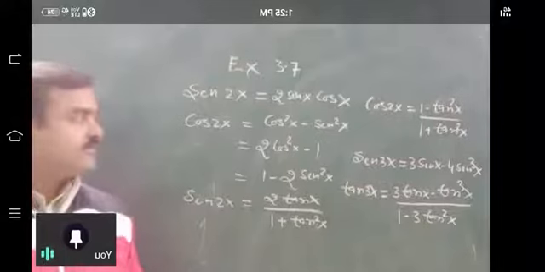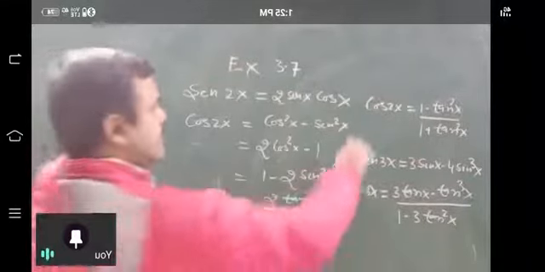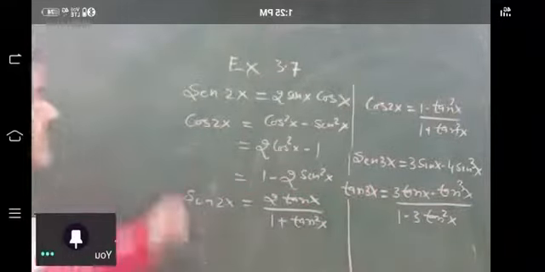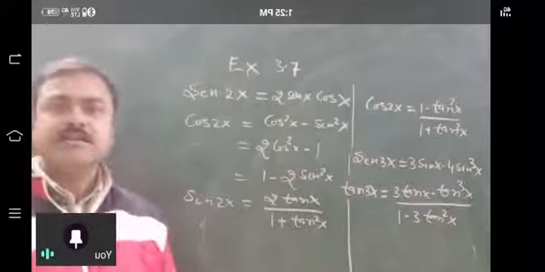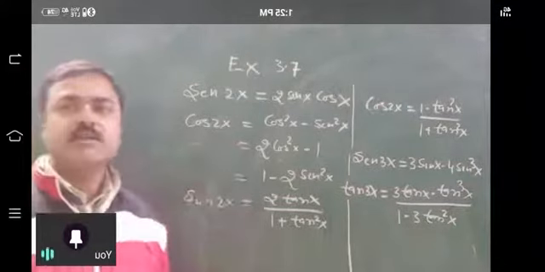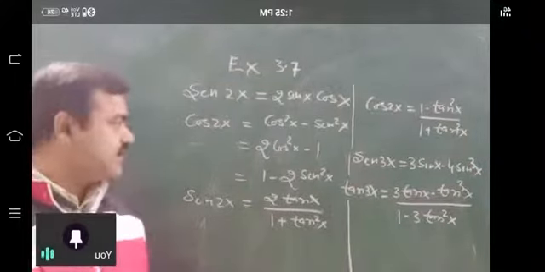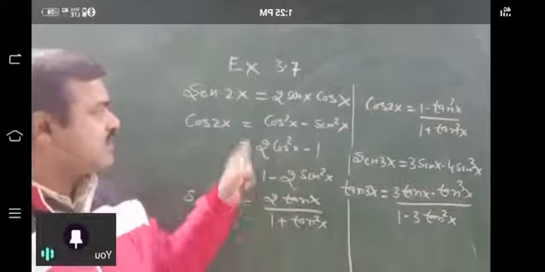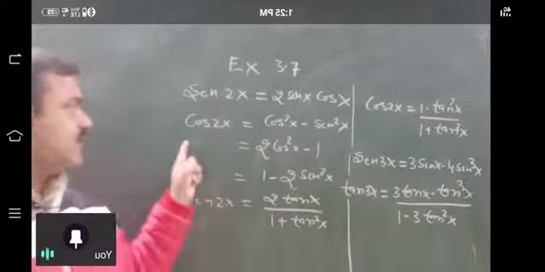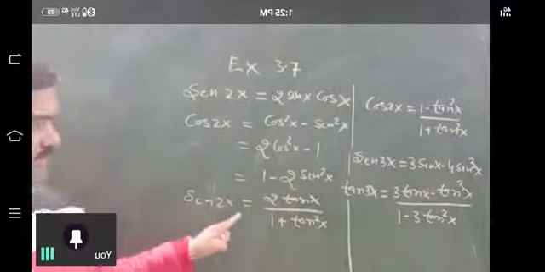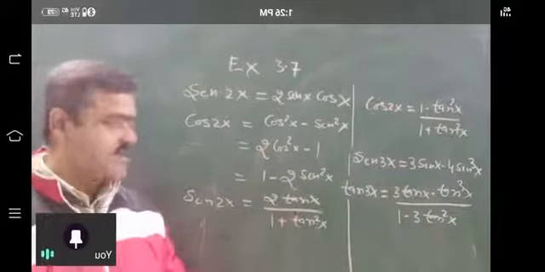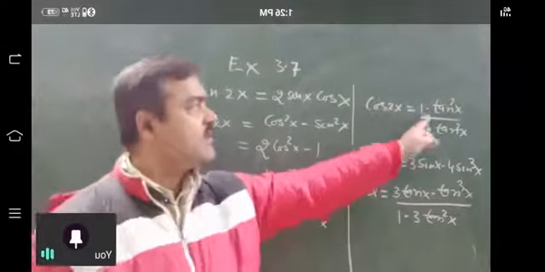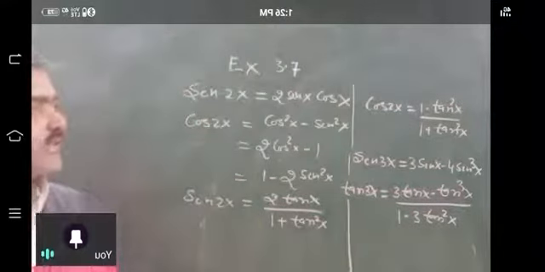You may note down all these identities which I have written here. These are the identities. Sin 2x equal 2 sin x cos x. Cos 2x equal cos square x minus sin square x, 2 cos square x minus 1, 1 minus 2 sin square x. These are the three identities of cos 2x. Sin 2x in terms of tan x, 2 tan x upon 1 plus tan square x. Cos 2x in terms of tan x, 1 minus tan square x upon 1 plus tan square x.